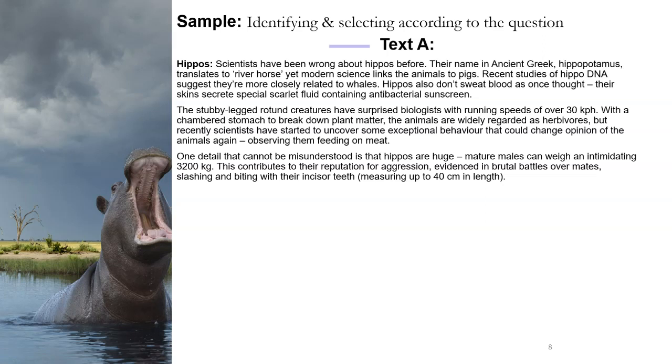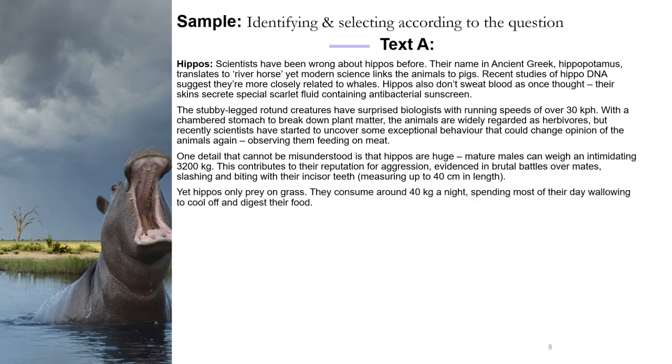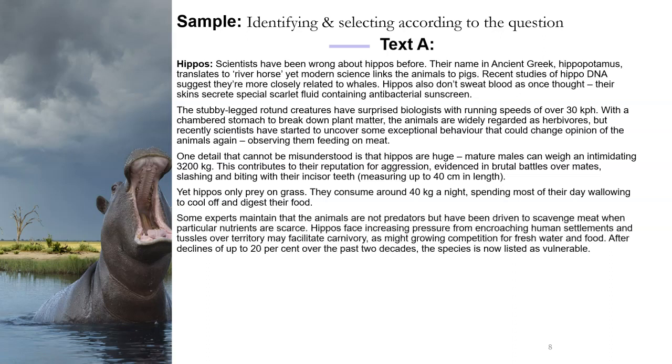Mature males can weigh an intimidating 3,200 kg. This contributes to their reputation for aggression, evidenced in brutal battles over mates, slashing and biting with their incisor teeth, measuring up to 40 centimeters in length. Yet hippos only prey on grass. They consume around 40 kg a night, spending most of their day wallowing to cool off and digest their food.